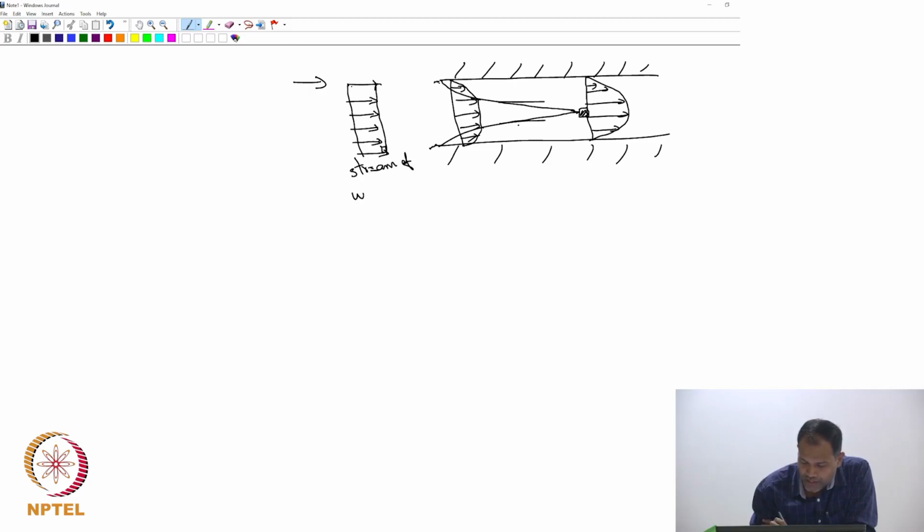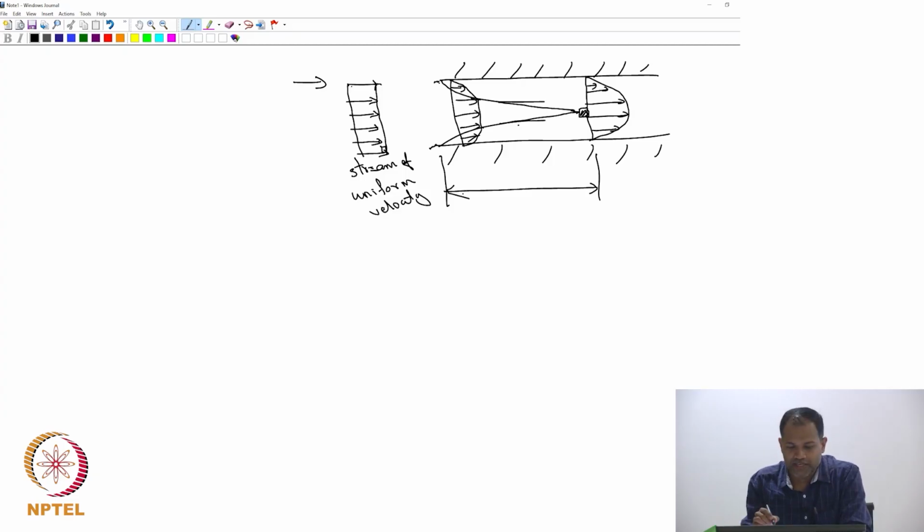So this is a stream of uniform velocity, and this region is where the fluid was developing its velocity field. It entered like that and finally became like this. That region is known as the entrance length. And the region from here onwards is known as fully developed flow.